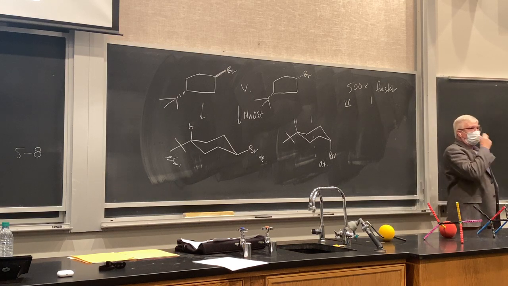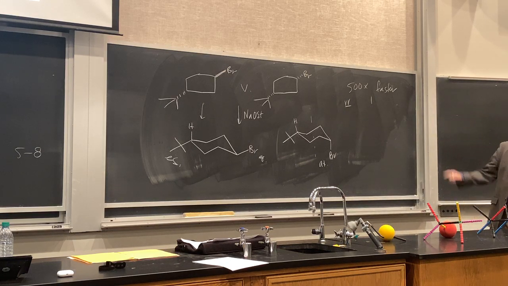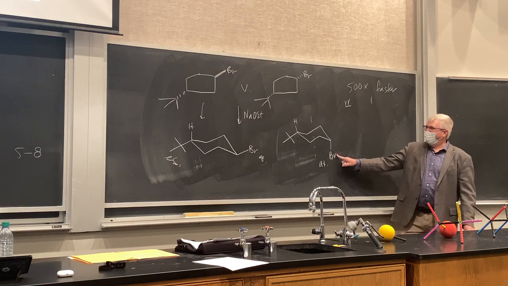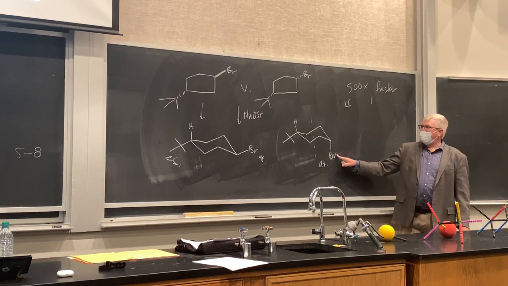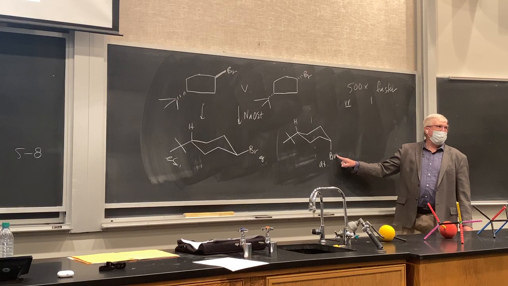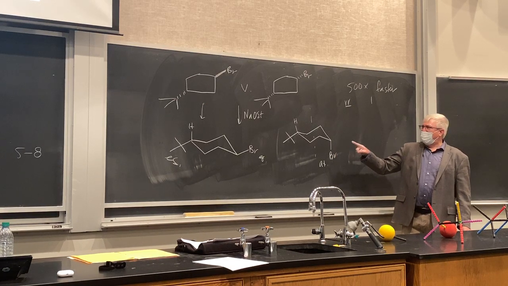Anyone want to make a prediction? Which one's 500 times faster, the one on the left or the one on the right? Yeah, the one on the right. And he said that very boldly and very quickly. Why? Yeah, he's saying when it's axial, it's much easier for the base to eliminate it. But what do you have to look for?